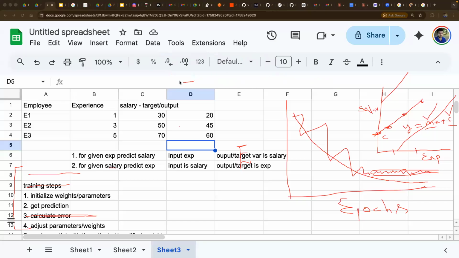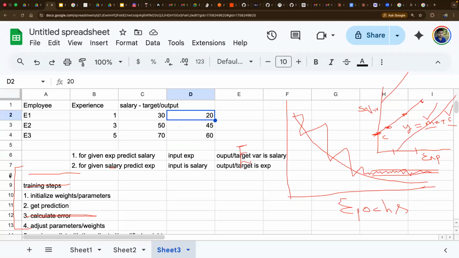Now let's go back here. So we had initialized random values for M and C, or A, B, the coefficients, the parameters, the weights, and then calculated the output here in the initial pass: 20, 45, 60.